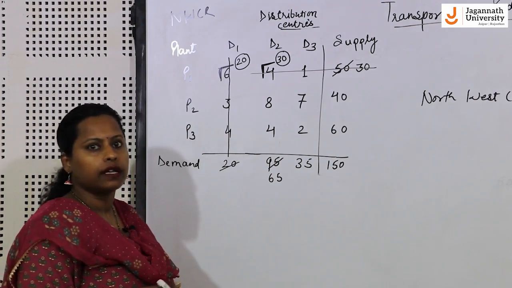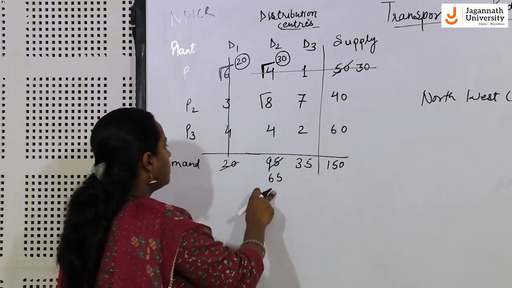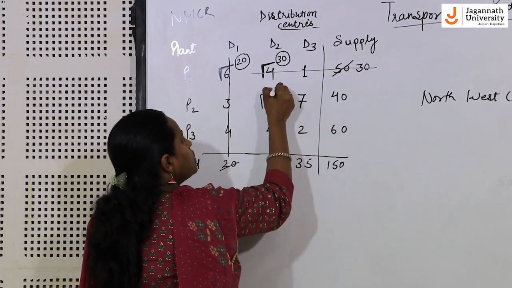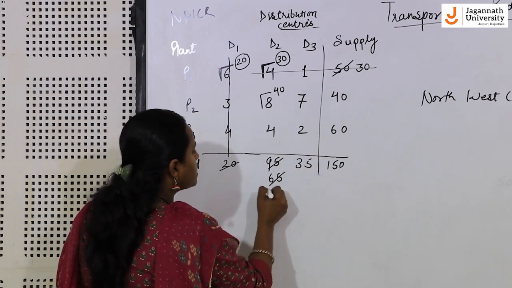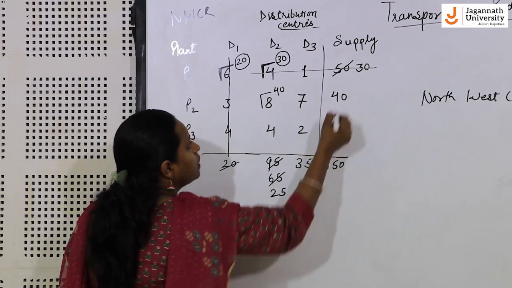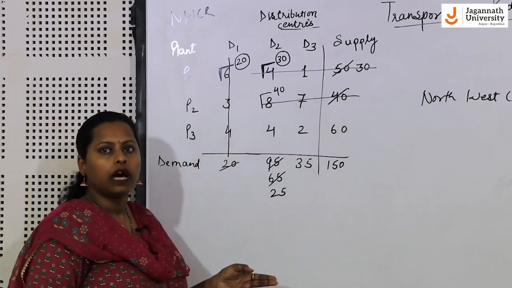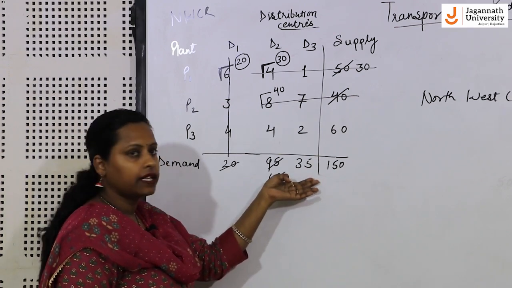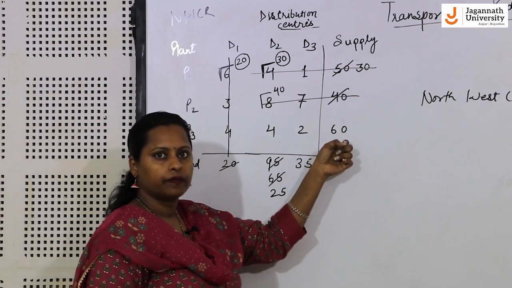Now the next corner is what? 8. Fine. The next corner is 8. Then the demand on this point is 65 and you can supply the 40 units. So you will allocate 40 units here. Fine, and the remaining units are 25. So this row will be also finished. Here now you can see the demand is 25 and on this point the demand is 35. The total is 60. Fine.